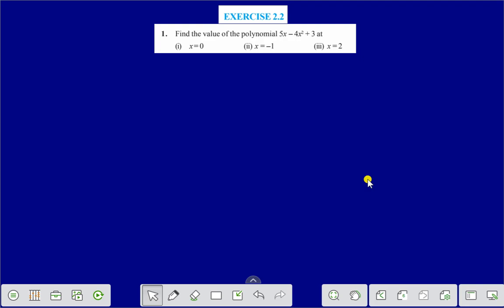Hello everyone. Today I shall discuss exercise 2.2 question number 1. Find the value of the polynomial 5x minus 4x square plus 3 at x equal to 0, at x equal to minus 1 and at x equal to 2. Let us find.